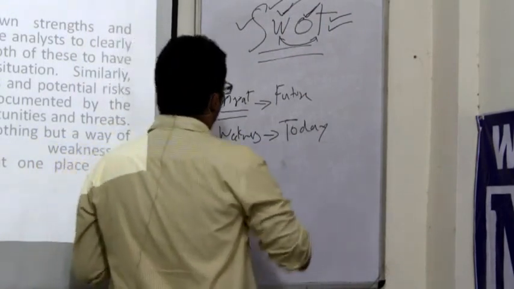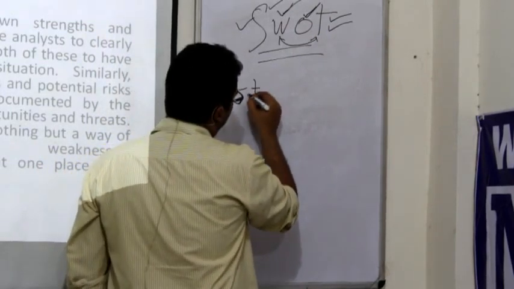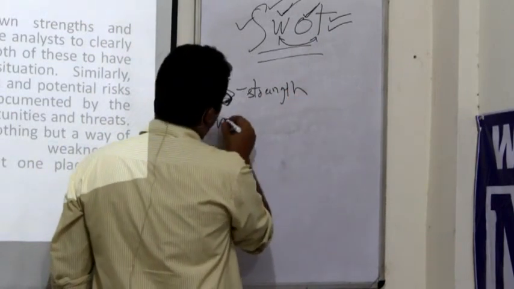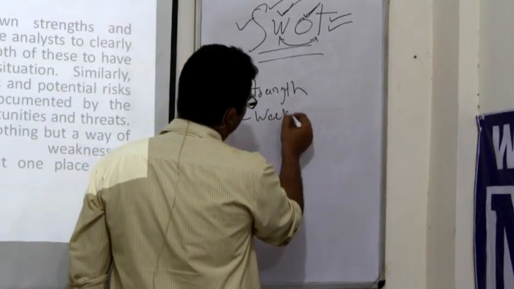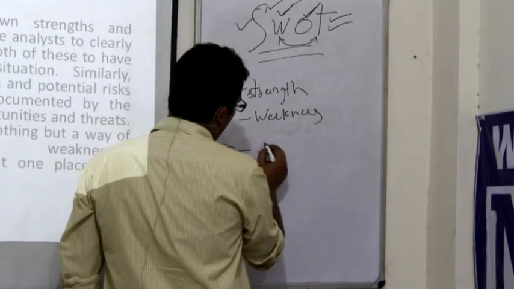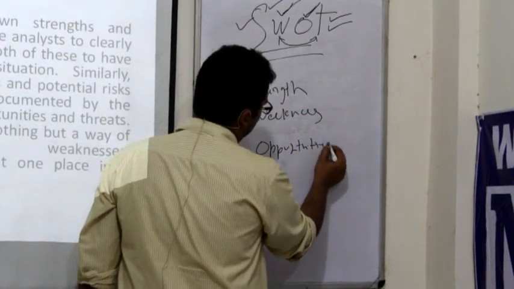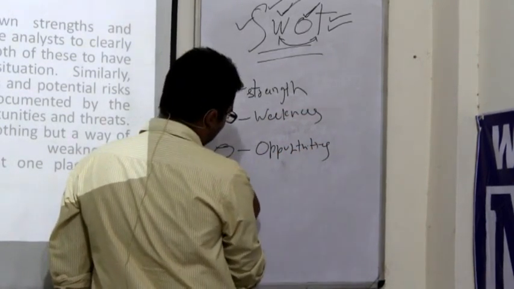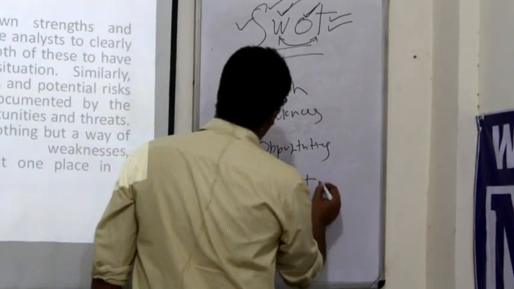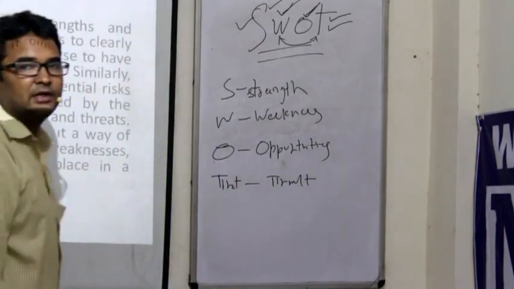So the four elements of SWOT analysis become strength of the company, weakness of the company, opportunities of the company, and finally threat from other companies.